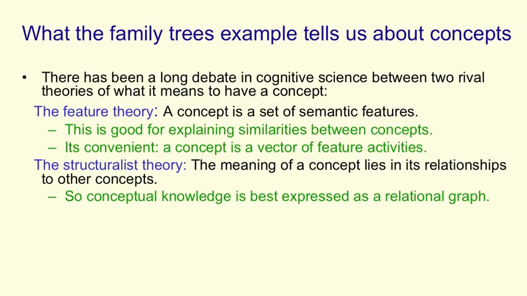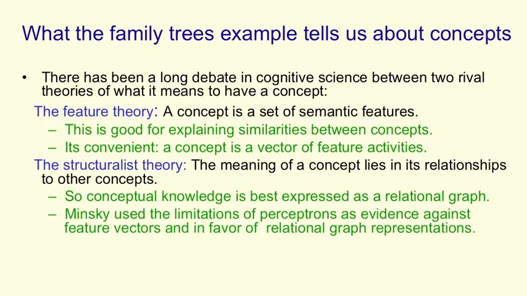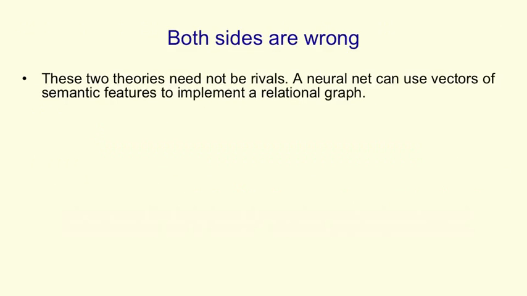In the early 1970s, Marvin Minsky used the limitations of perceptrons as evidence against feature vectors and in favour of relational graph representations. My belief is that both sides in this debate are wrong, because both sides believe that the two theories are rivals, and they're not rivals at all. A neural net can use vectors of semantic features to implement a relational graph.